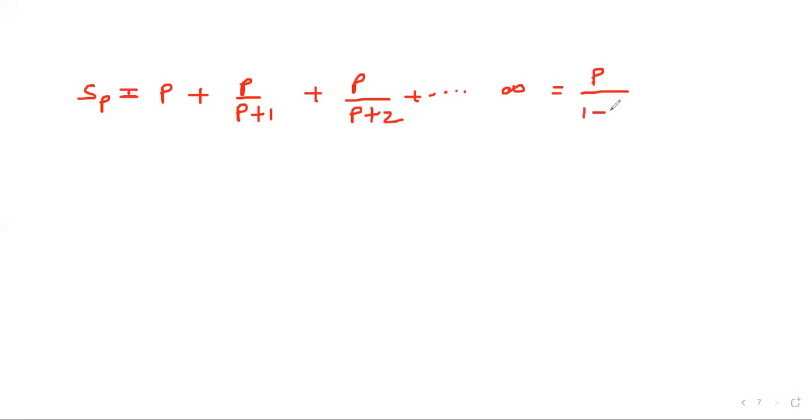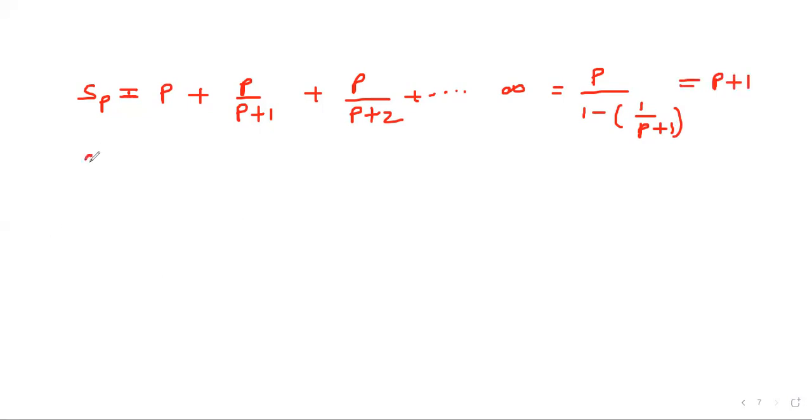Now we continue like this. So we write SP. SP has first term P and common ratio 1 upon P plus 1. So P plus P upon P plus 1 plus P upon P plus 1 whole square and so on till infinity. It will give P upon 1 minus 1 upon P plus 1. On simplification, we will get P plus 1.